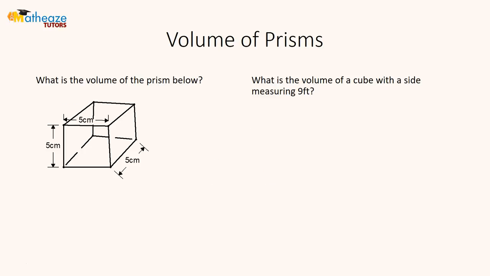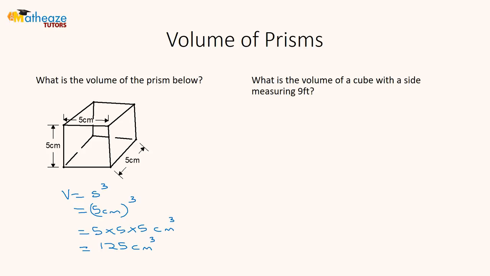Now, what is the volume of the prism below? So we see that we have a square base, and then the length of the height is the same as the length of the side of the square. So the volume is going to be side to the power of 3, which is 5 centimeters to the power of 3, which is 5 times 5 times 5 cm cube. This is going to give us 125 cubic centimeters.